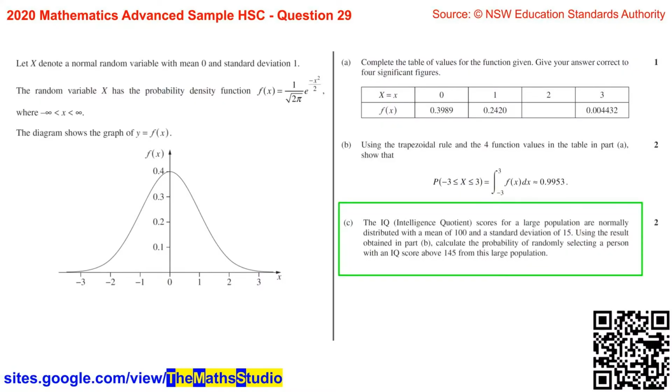Part C. The IQ, intelligence quotient, scores for a large population are normally distributed with a mean of 100 and a standard deviation of 15. Using the result obtained in Part B, calculate the probability of randomly selecting a person with an IQ score above 145 from this large population.